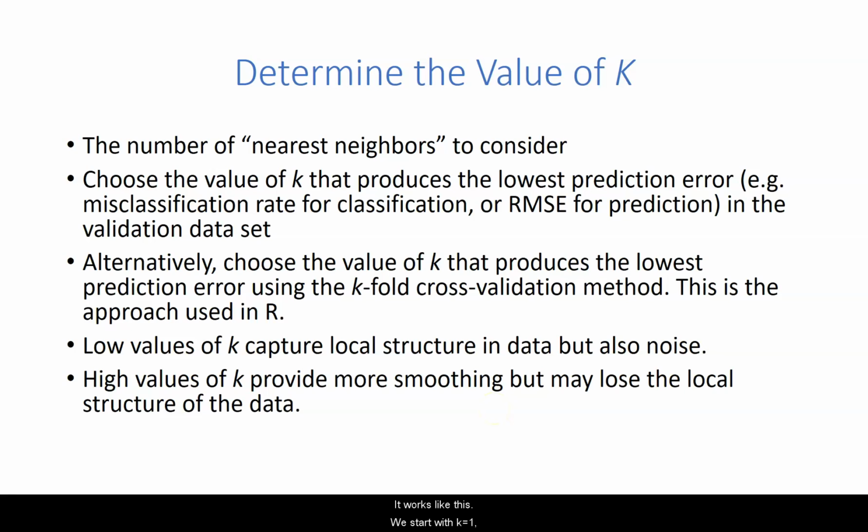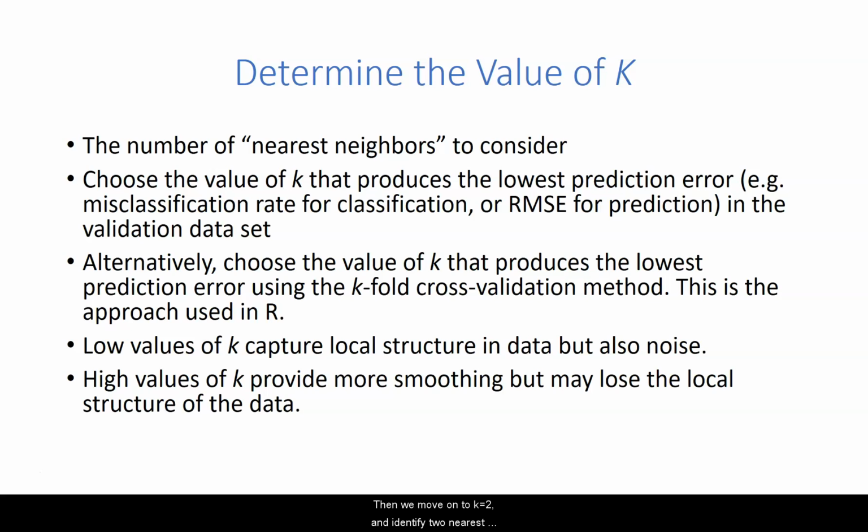We start with k equal to 1. For each validation data case, we identify one nearest neighbor of the case from the training dataset, and then use the nearest neighbor to make the prediction of the target variable. At the end, we compare the predicted target values to the actual target values in the validation dataset to assess the performance of the prediction.